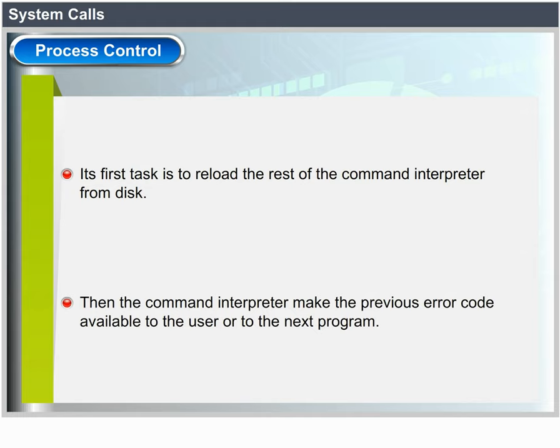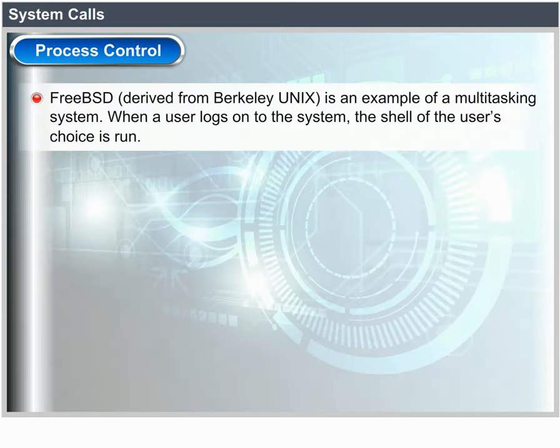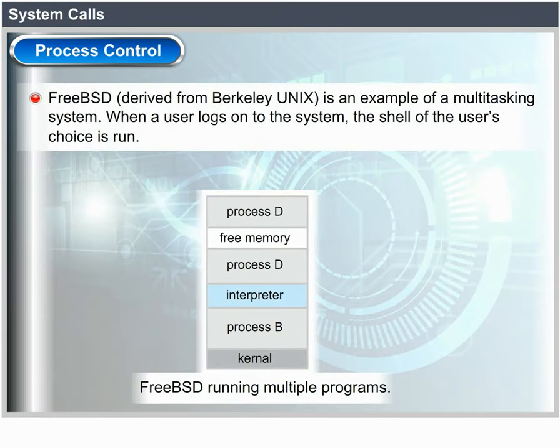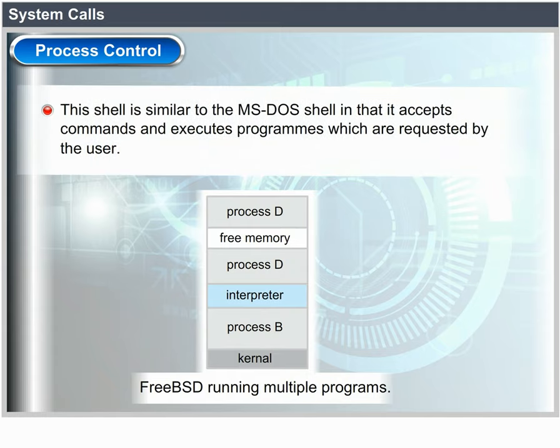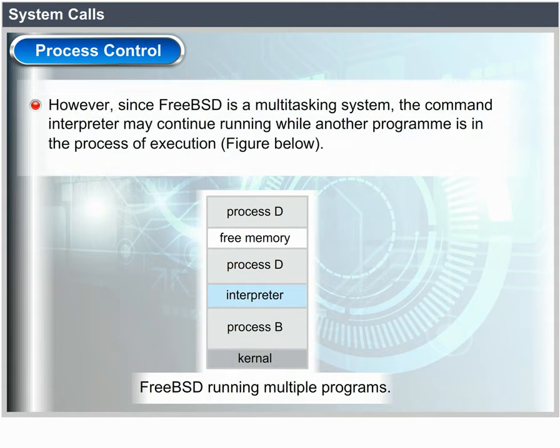FreeBSD, derived from Berkeley Unix, is an example of a multitasking system. When a user logs on to the system, the shell of the user's choice is run. This shell is similar to the MS-DOS shell in that it accepts commands and executes programs that the user requests. However, since FreeBSD is a multitasking system, the command interpreter may continue running while another program is executed, as shown in the figure of FreeBSD running multiple programs.